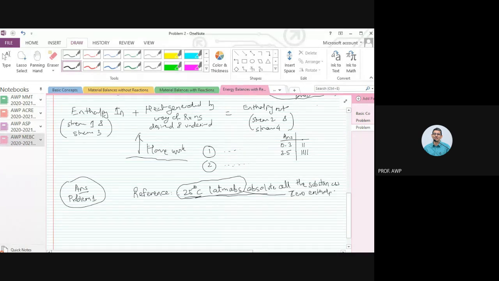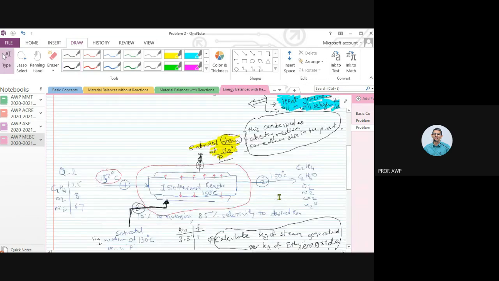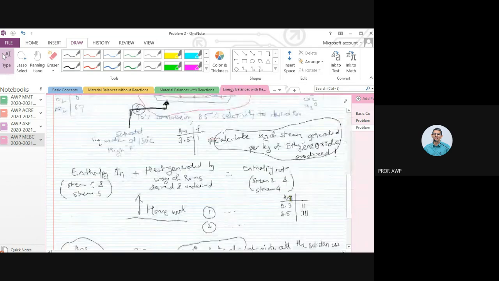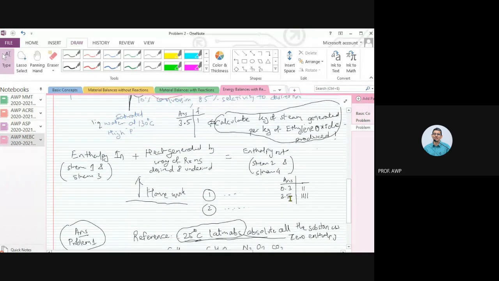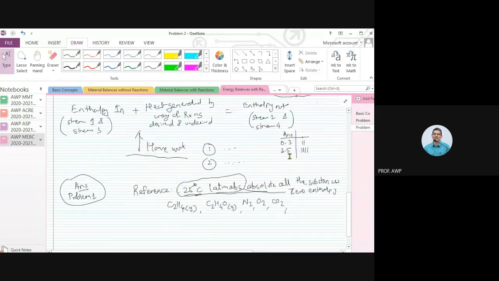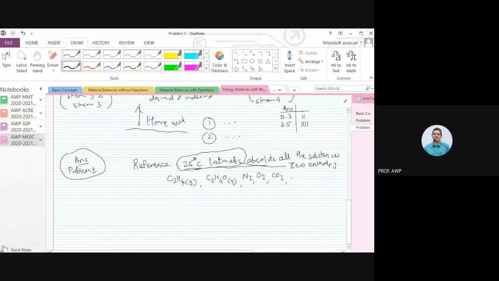So in this particular case, what are the substances that are involved? Ethylene in the gas state, ethylene oxide in the gas state at 25 degrees centigrade, 1 atmosphere absolute pressure, nitrogen, oxygen, CO2. What else is there? Water. So we will look at water. We will say in the natural state, water in the liquid state also has zero enthalpy. Right? Do you agree with that?